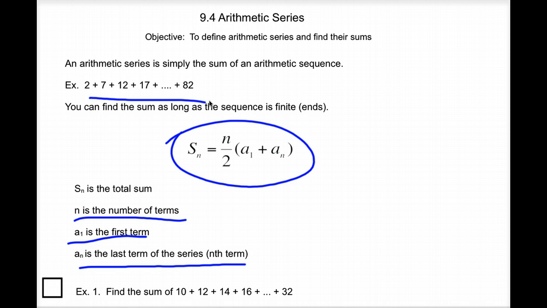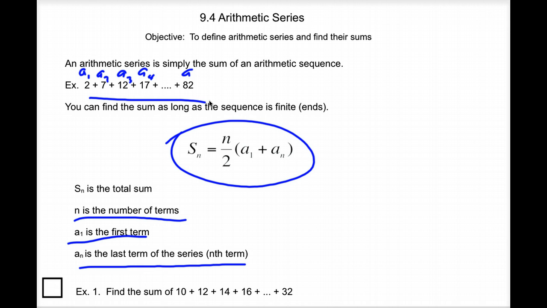The tricky part on some of these is figuring out what that last term is. In my example up here, it would be very tricky to figure out because we've got 82, and I don't know how far along the line that is. I know this is the first term, this is the second, the third, the fourth. I don't know what this is. Now, it's pretty easy to figure out. Here's how you can figure that out.